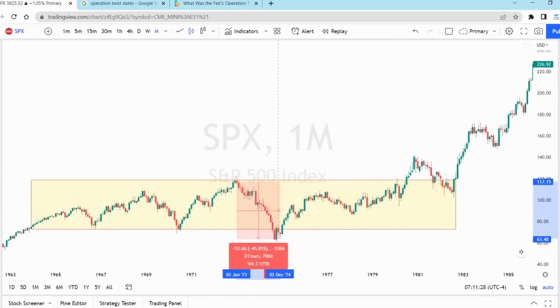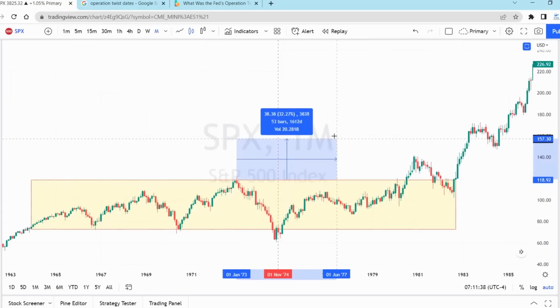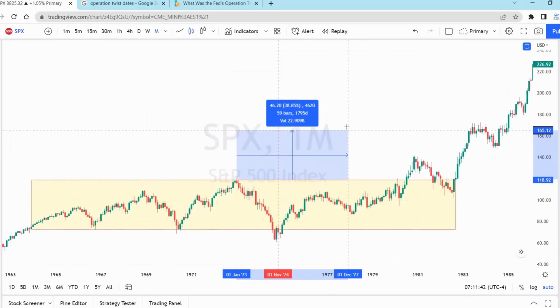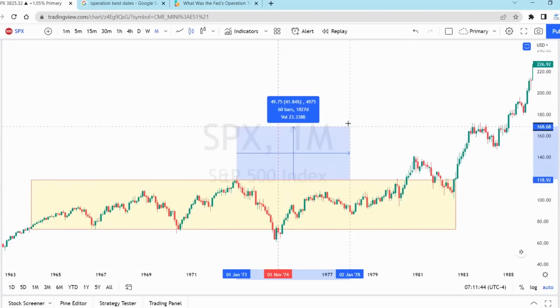53 points down. Oh my God. SPX was only 117 at that time. My God, it was a baby. And remember, there was no meaningful inflation during this time, really. Oh, 53, right here.